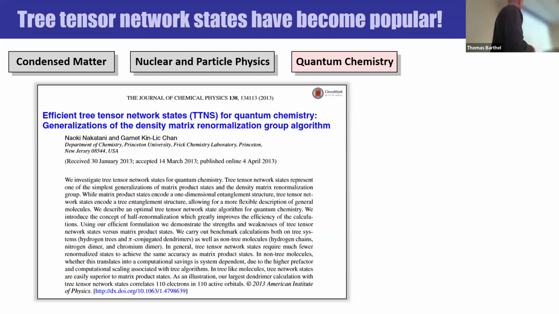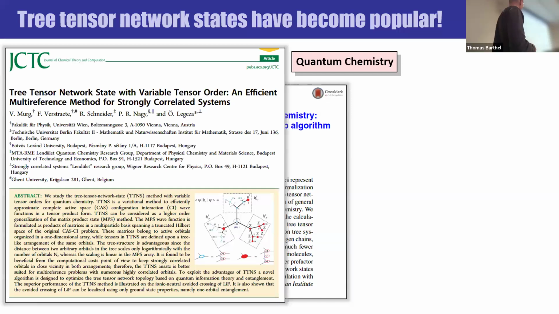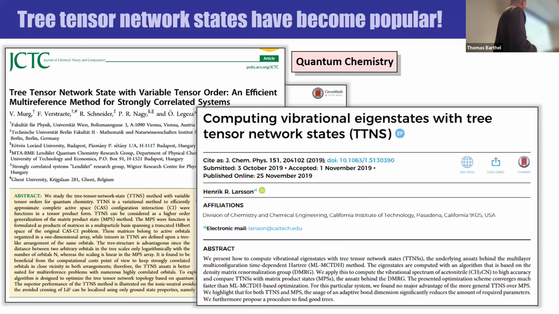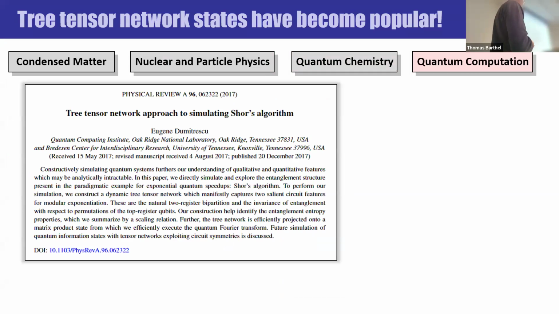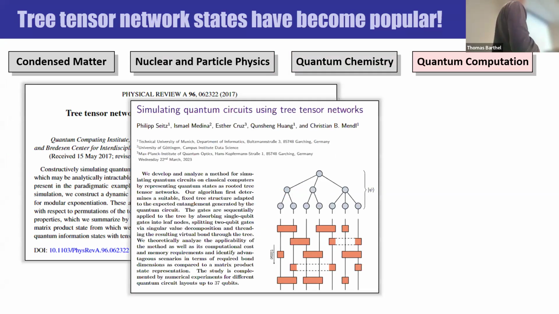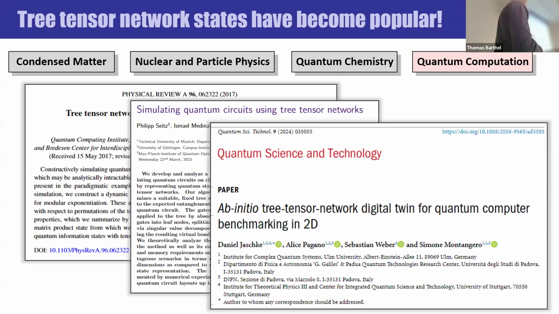There are interesting applications in quantum chemistry, for example Garnet Chan, who also improved the methods quite a bit, and Schlegel did some work. And then in recent years, tree-tensor-networks have also been used to simulate quantum circuits, for example Shor's algorithm and some other small circuits, with the group of Christian Mendl in Munich, and also Simone Montangero. They were simulating a quantum computer.